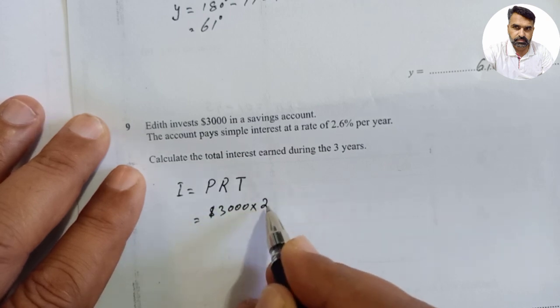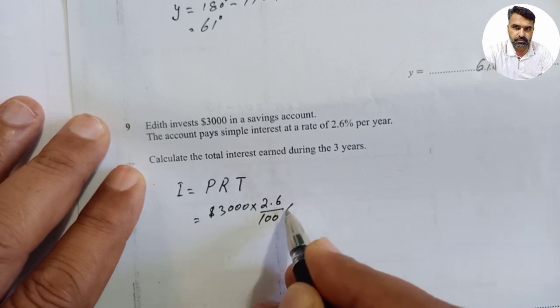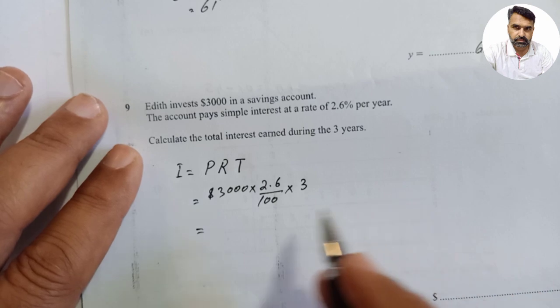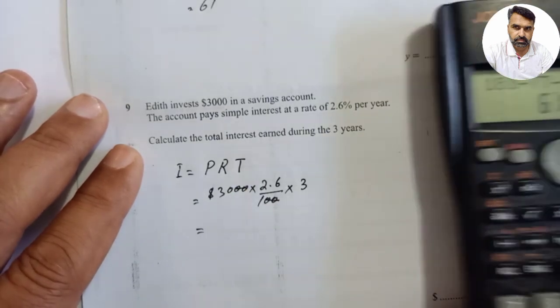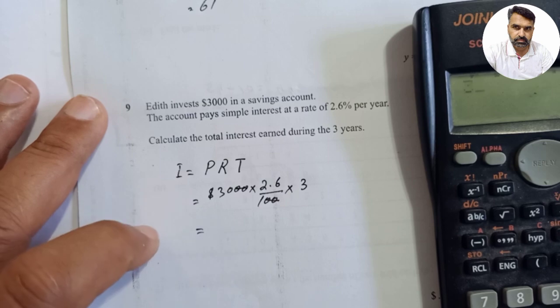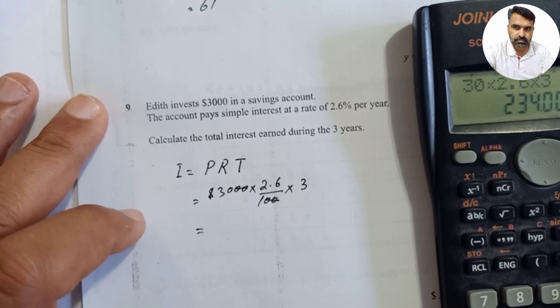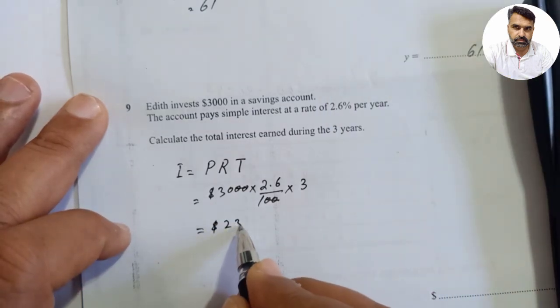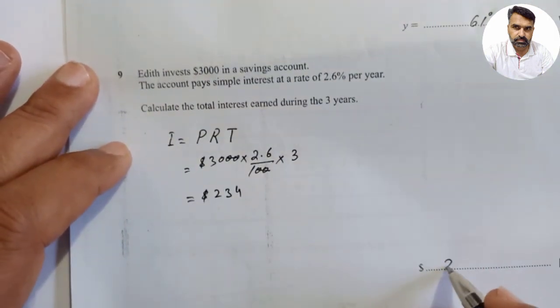rate is 2.6% and percent means over 100, multiply by time is 3 years. Now students, we will calculate. The last two zeros will be cancelled with the last two zeros, and we will multiply 30 multiply by 2.6 multiply by 3, and the simple interest is $234 for 3 years. So the answer is $234.